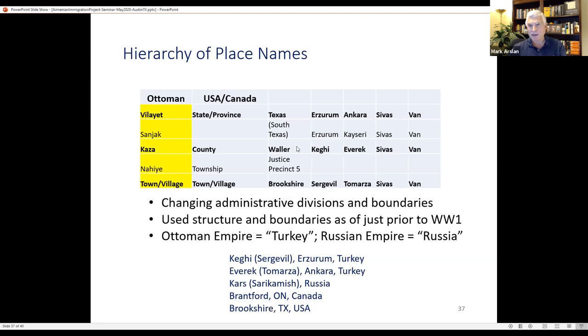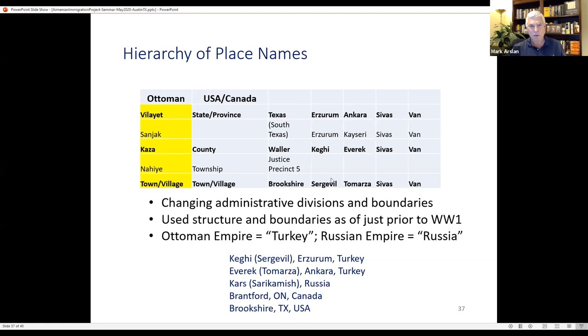So if you look at Texas, for example, you have Texas, you have South Texas, because we really don't have a thing equivalent to a sanjak, but let's say it's South Texas or the panhandle or whatever. And then you have the kaza, which is like a county, like Waller County. And then the county is broken up into either townships or justice precincts in Texas, okay? And then within these, you might have towns or villages, okay, like Brookshire. So this is very similar here, okay?